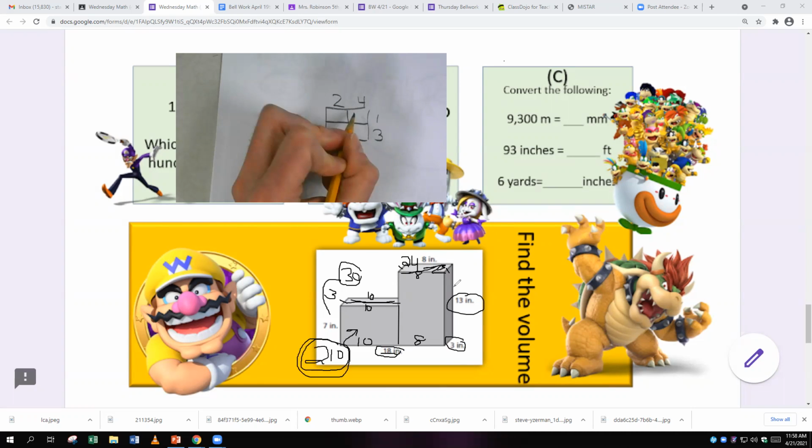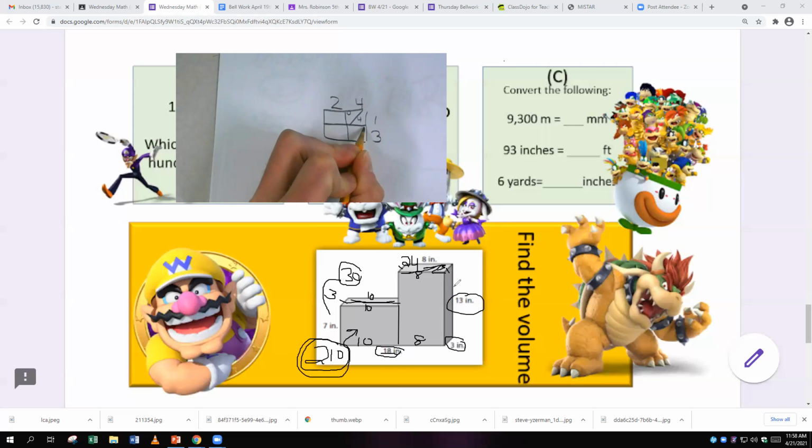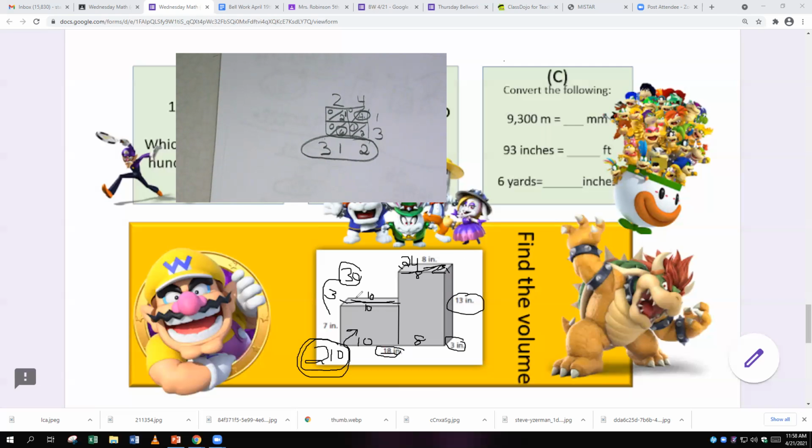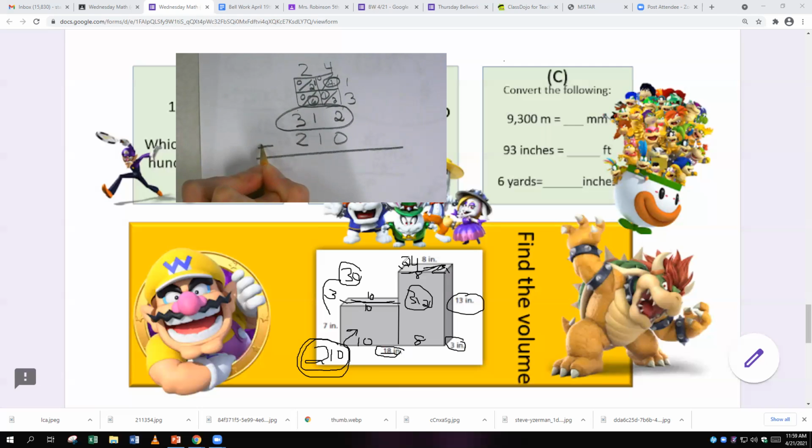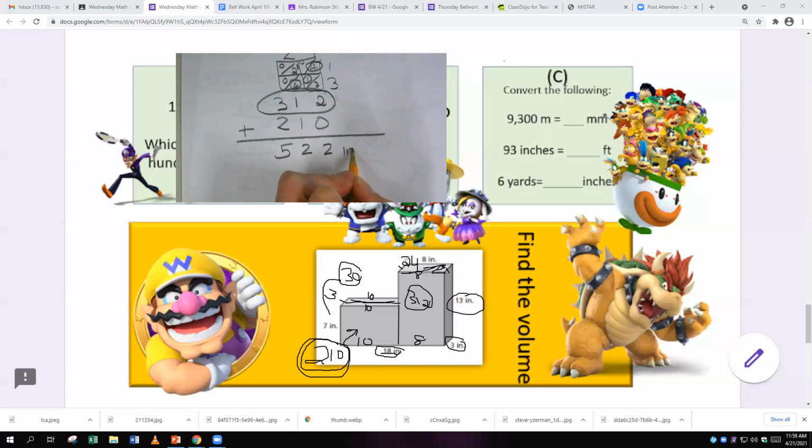4 times 1 is 4. 4 times 3 is 12. 3 times 2 is 6. And 2 times 1 is 2. The 2 falls down. 6, 7, 8, 9, 10, 11. The 11 is double digit. So the 1 goes up there. And then 1 plus 2 is 3. So that is 312. So if I know this one's 312, this one's 210. Then I go 312 plus 210. And it's inches cubed.